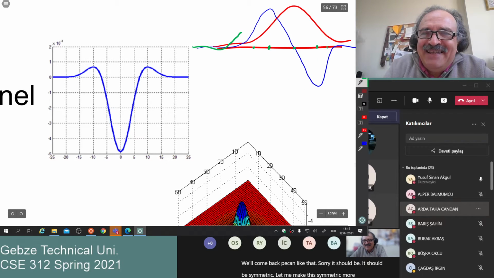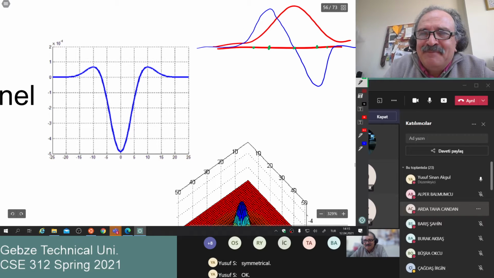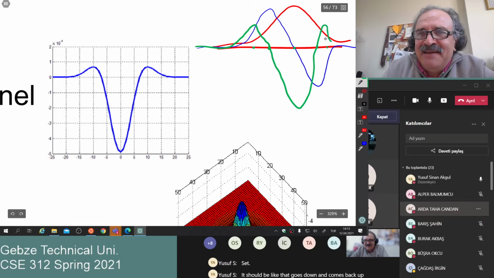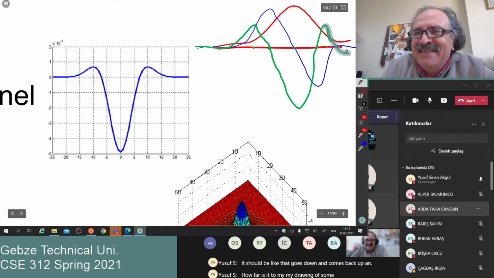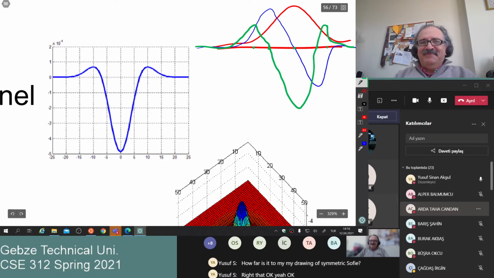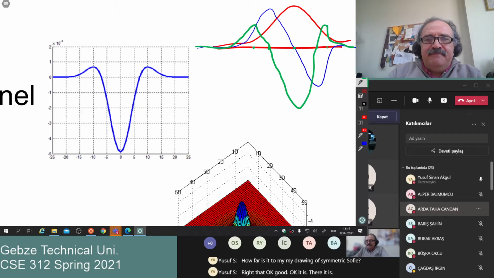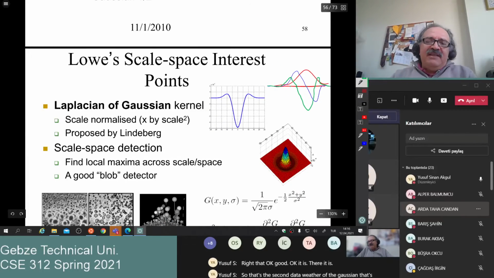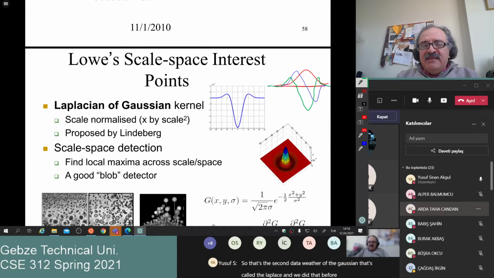So it should be like that, goes down and comes back up, and unfortunately my drawing of symmetric stuff is like that. Okay, good. Here it is. So that's the second derivative of the Gaussian. That's called the Laplacian, and we did that before. You remember that, right? Second derivative edge detectors.